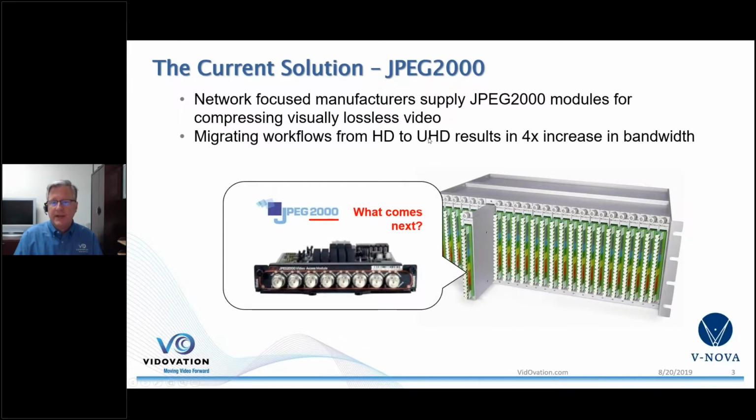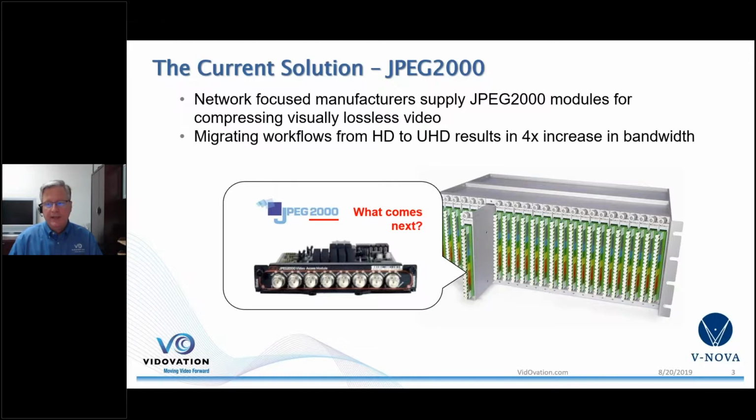Traditional systems now, most manufacturers are focused on JPEG 2000. JPEG 2000 has been around since the year 2000. It's in widespread deployment. But now as we migrate to 4K and UHD, JPEG 2000 really was designed more for HD, or the transition from SD to HD. Now, as we all know, we're seeing bandwidths increase fourfold.